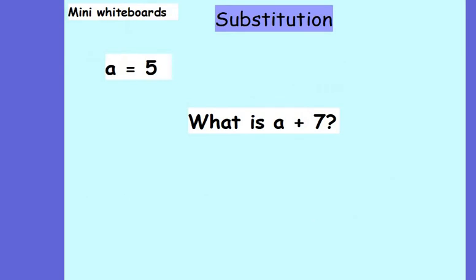Okay, Year 9, mini whiteboards or light blue books. If a is 5, what is a plus 7? Okay, we're looking at 5 plus 7, which gives me 12. How about now, if x is 5, what is x take away 3? Wherever we see an x, we need to write the number 5. I've got 5 take away 3, which gives me 2.